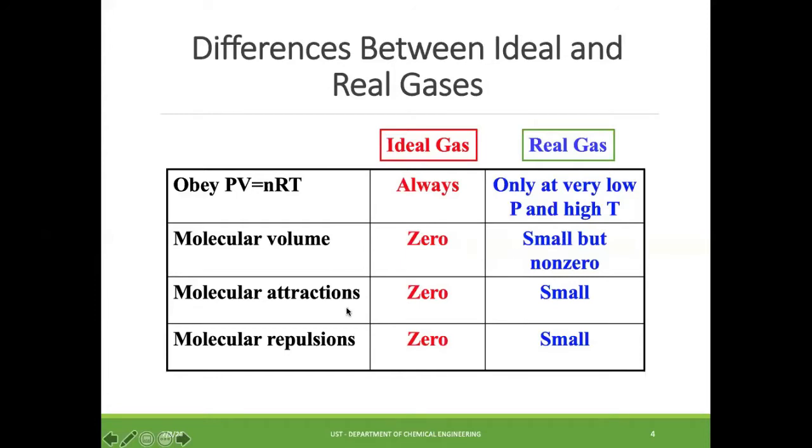In terms of molecular attractions, it is 0, we are not considering the intermolecular forces of attraction in ideal gases as compared with real gases. And molecular repulsion is also 0 for ideal gases, and we are considering molecular repulsions for real gases. So a point to keep in mind is that repulsive forces between molecules assist expansion of gases. So if there's repulsive force, there is gas expansion. And attractive forces assist compression of gases.